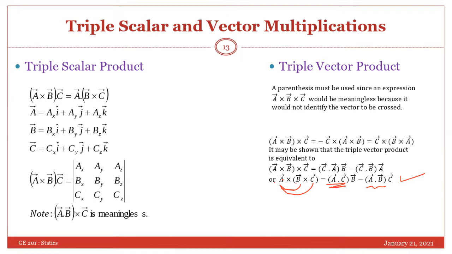But generally, whenever we need this in the course, we ask students to multiply the two vectors first, and whatever answer they are getting, multiply it with the third.